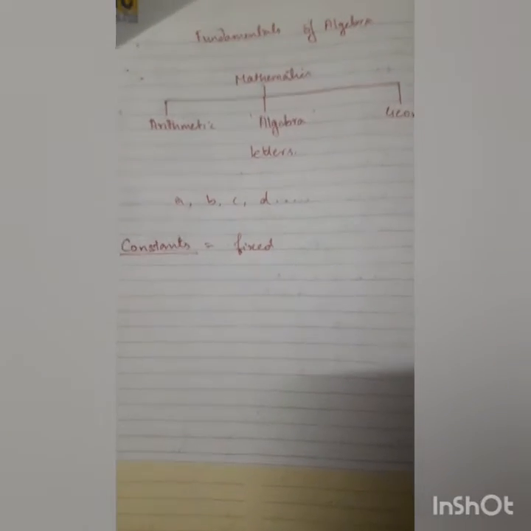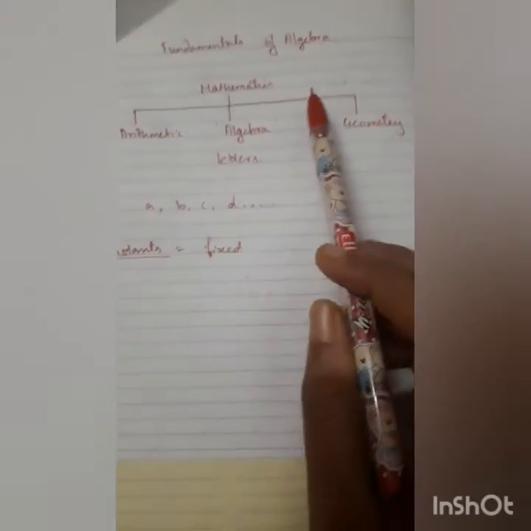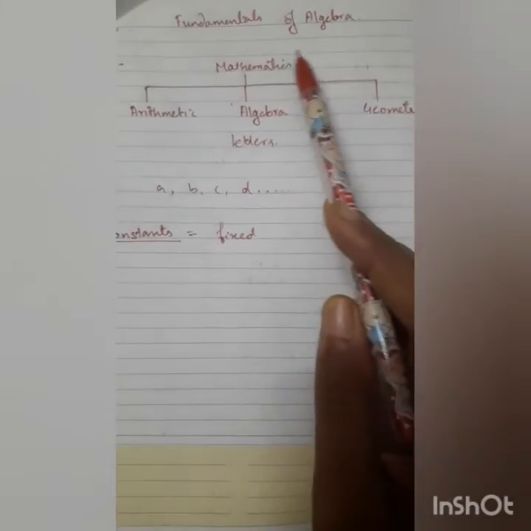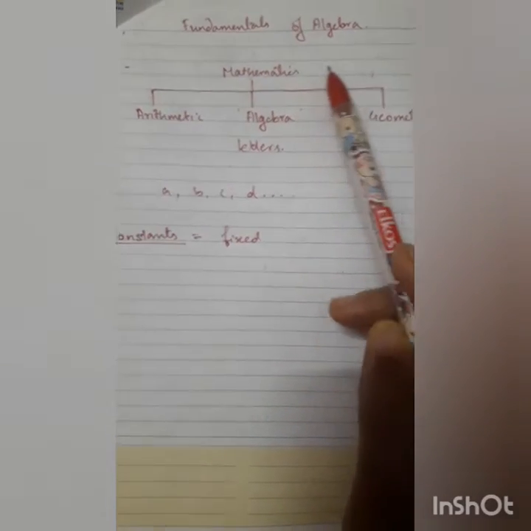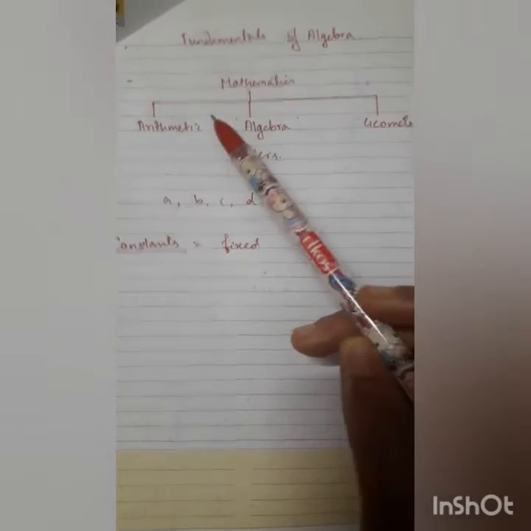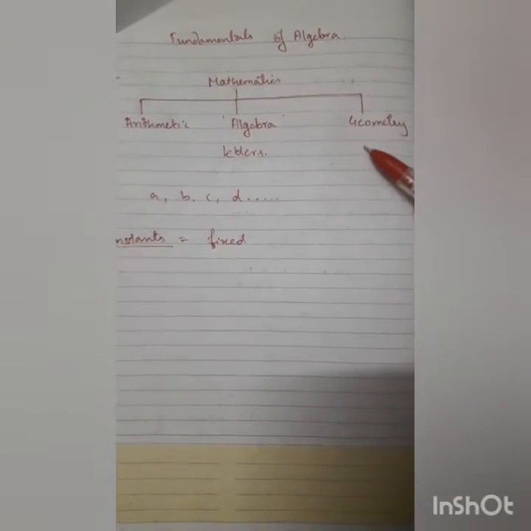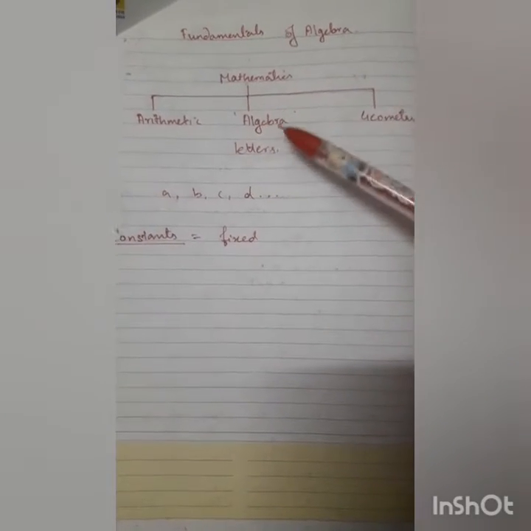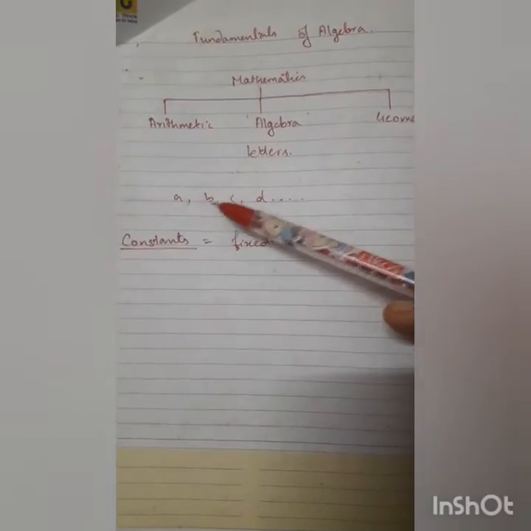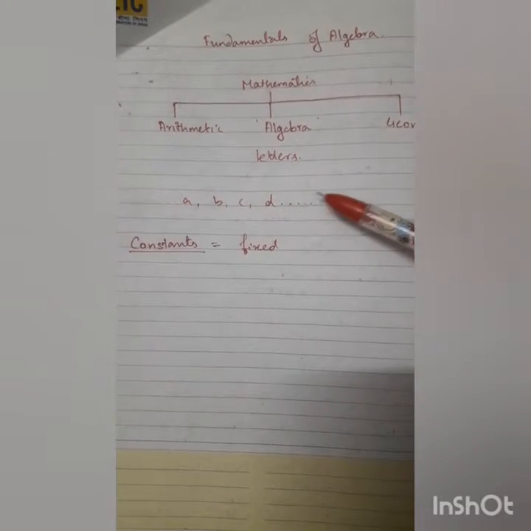My dear class 7 children, today I am just going to give you the preliminary idea about the fundamentals of algebra. Now you know that mathematics has three main branches: arithmetic, algebra and geometry. Algebra deals with letters, that is A, B, C, D, and so on.